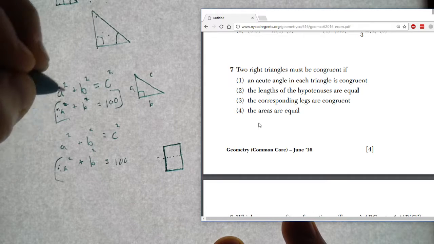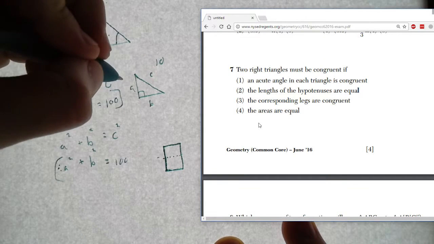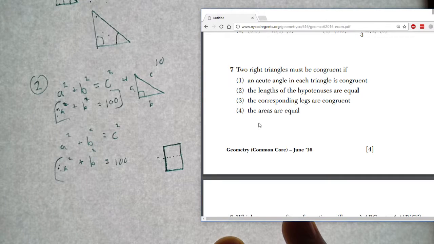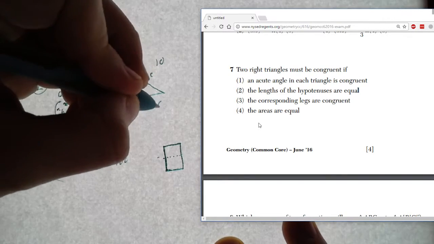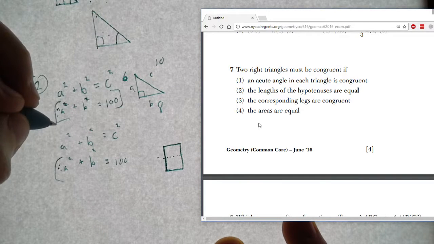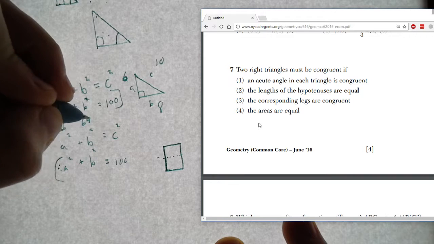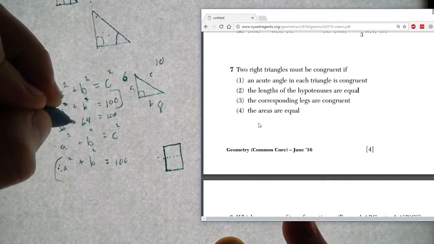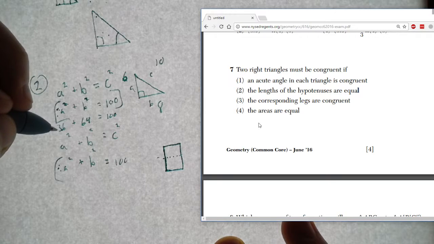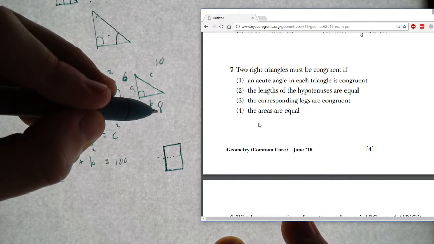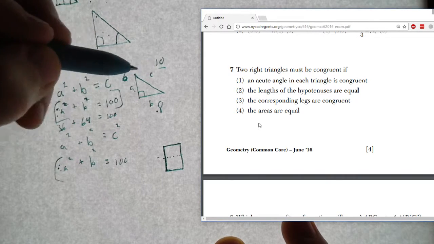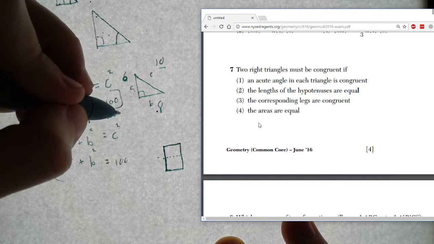So c was 10. A I'm saying is going to be 4. And b can be, no, it's not 4. It should be 6 and 8. That way I'll get 36 here and 64 here, equals 100. So here I have the hypotenuse is 10, my one leg is 6, my other leg is 8, and that fulfills Pythagoras.